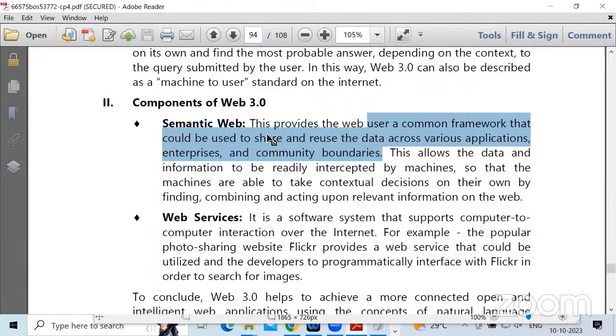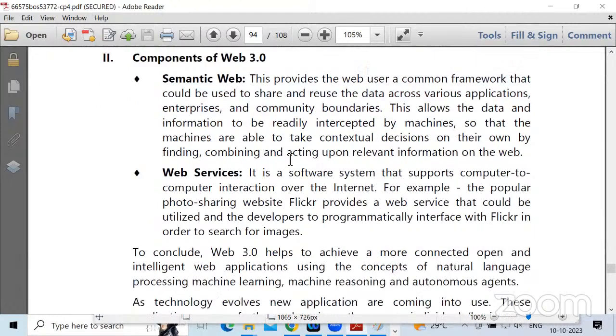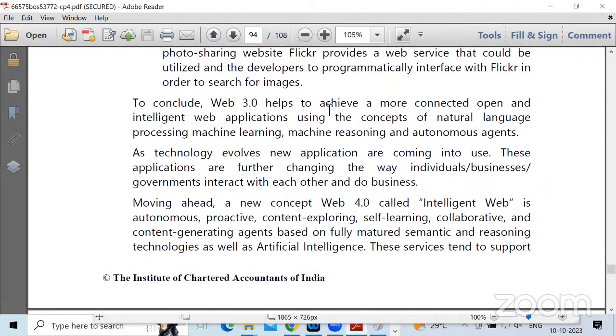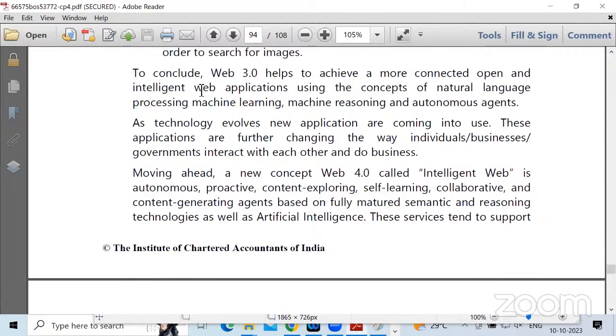So what does the semantic web provide? It provides web users a common framework that can be used to share and reuse the data across the various applications, enterprises, and community boundaries. Web services support computer to computer interaction over the internet. So web services work from your Facebook to Instagram, Instagram to WhatsApp, etc.